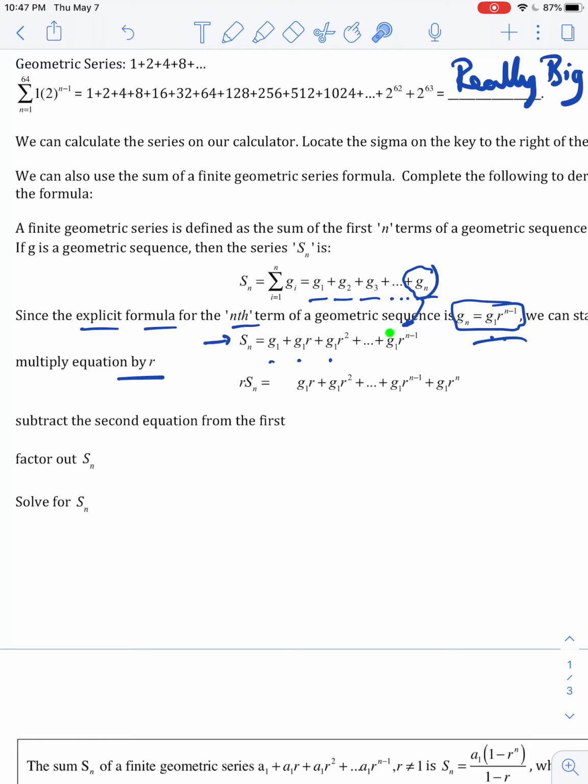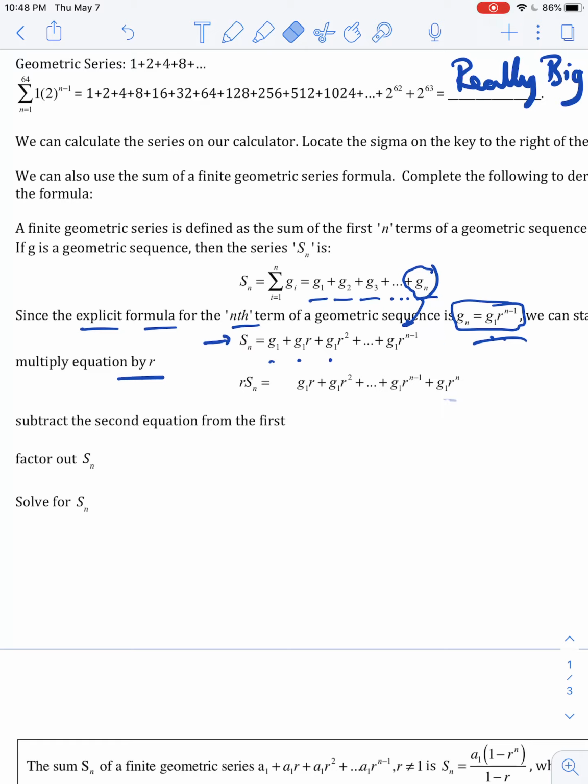And if I go all the way out, then this very last term, when it gets multiplied by r, that's r to the first, and so you would add the powers, n minus 1 plus 1. And so it becomes G1 times r to the n, right?